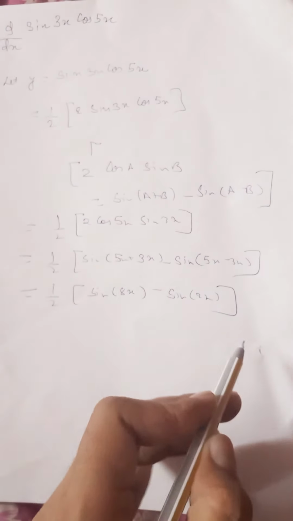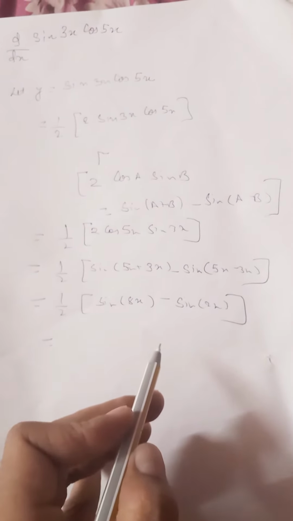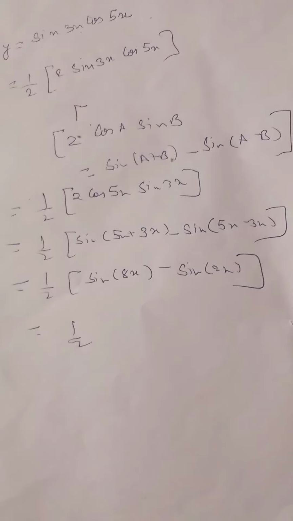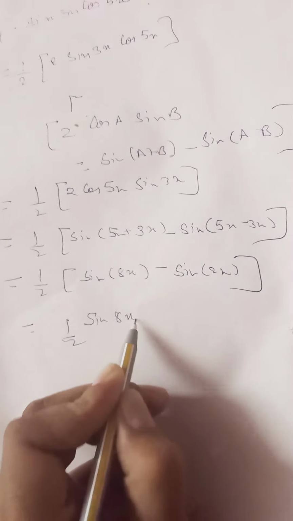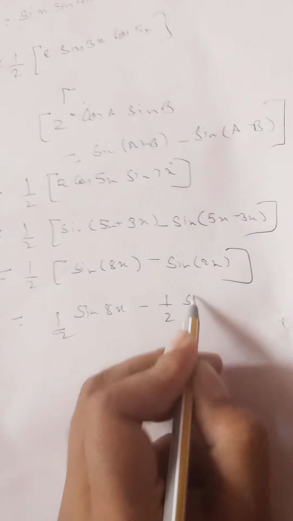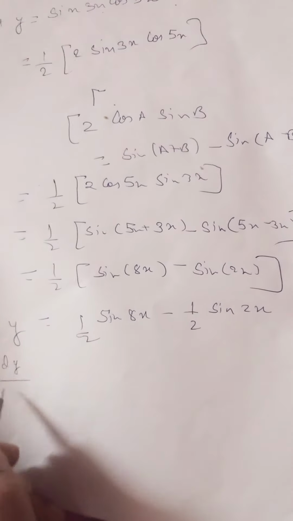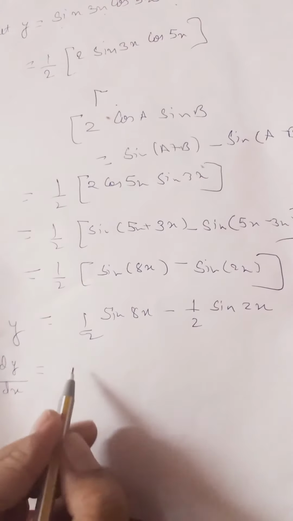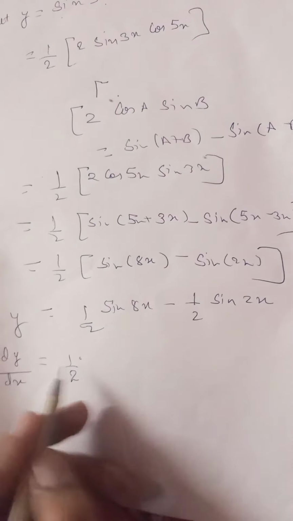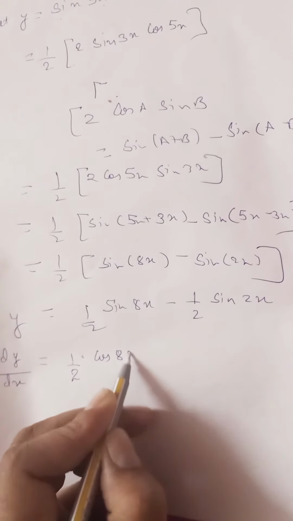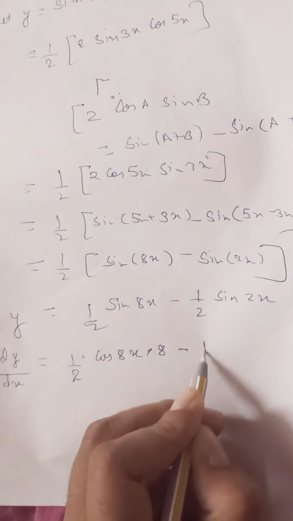Now we can write this as half sine 8x minus half sine 2x. So this is our value of y. Now differentiate this with respect to x. So dy by dx will be equal to what? Half will be common, and sine 8x gives cos of 8x, and for 8x we will give it 8, minus half.